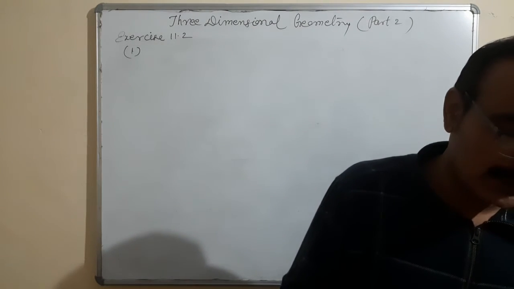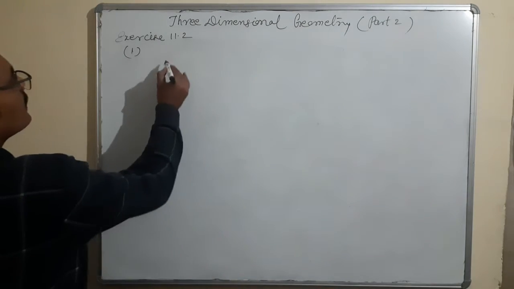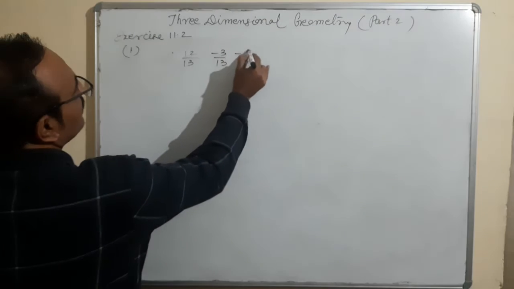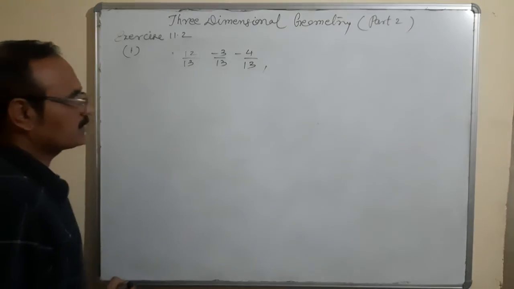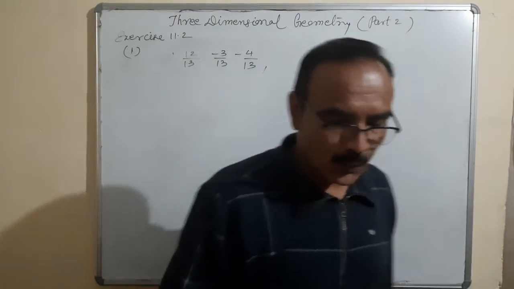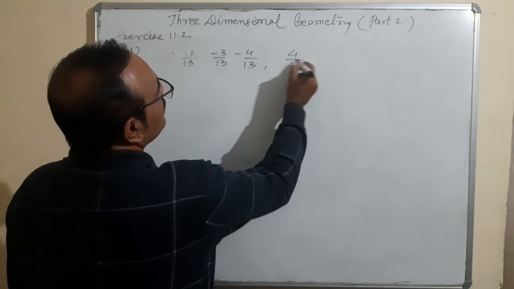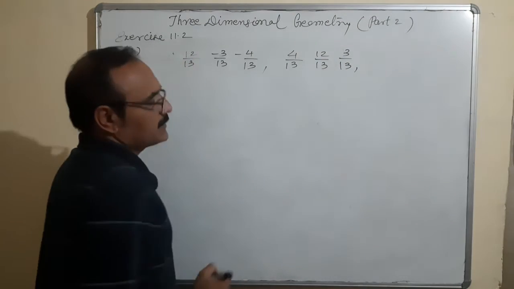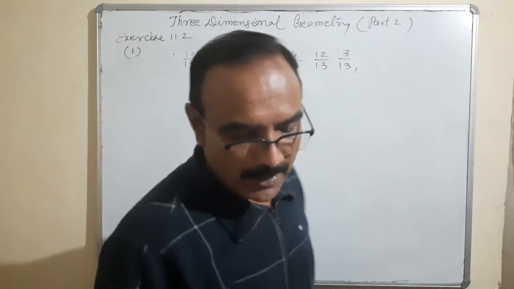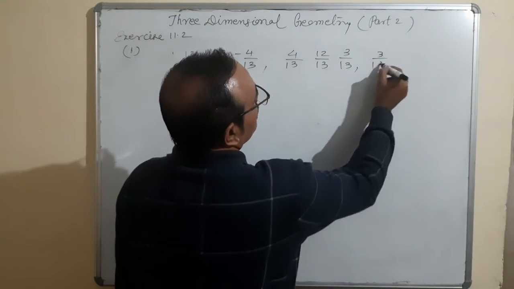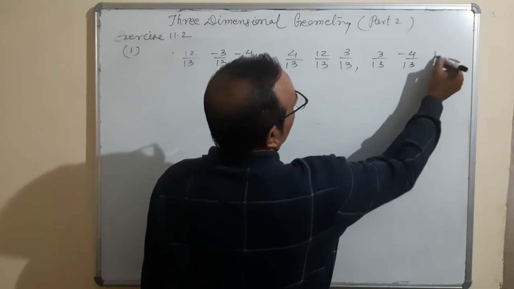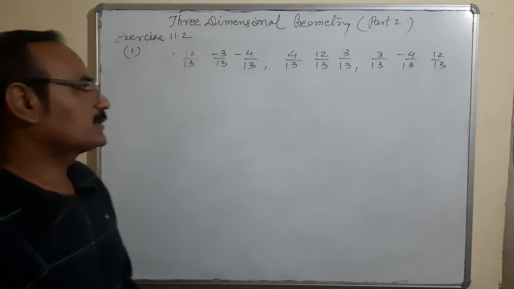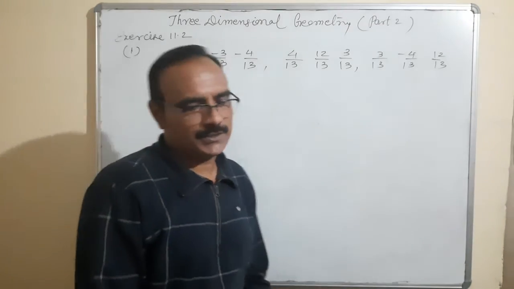12/13, -3/13, -4/13. These are the direction cosines of the first line. 4/13, 12/13, 3/13 are the direction cosines of the second line. 3/13, -4/13 and 12/13 are the direction cosines of the third line. We are going to show that they are mutually perpendicular to each other.